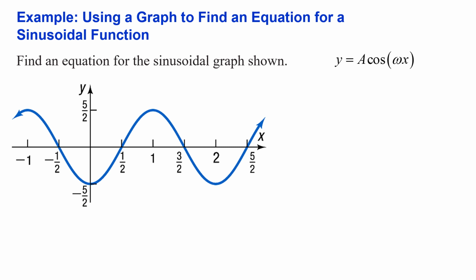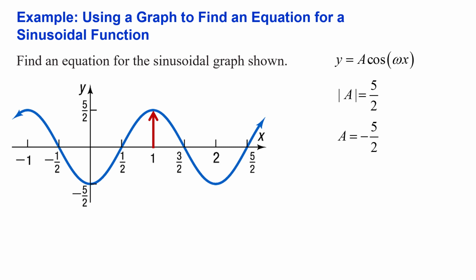Since the range of the graph is -5/2 to 5/2 inclusive, then the amplitude is absolute value of a equals 5/2. However, note the graph has a y-intercept that is negative, which implies this is a reflection of cosine over the x-axis. Therefore, a must be -5/2.